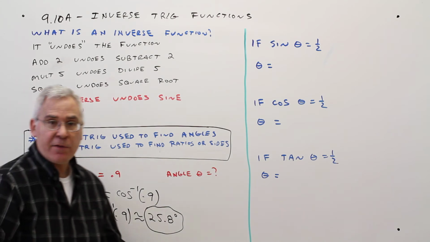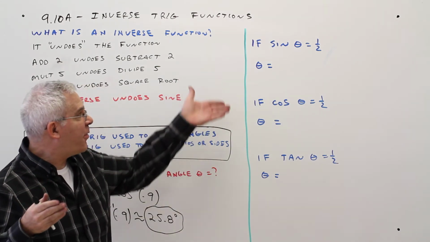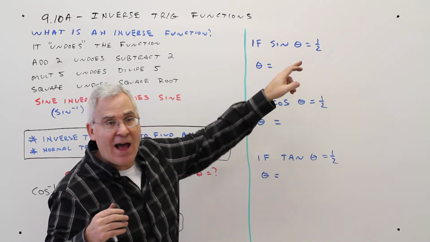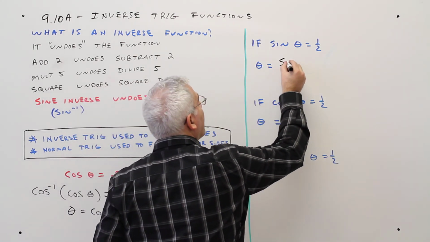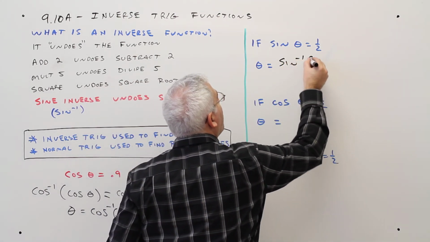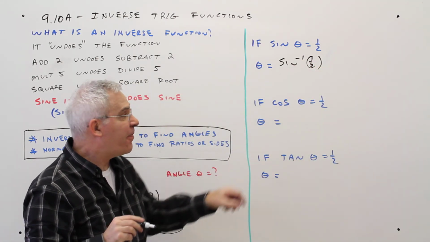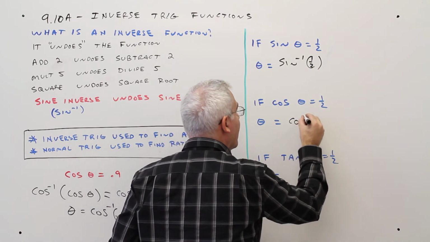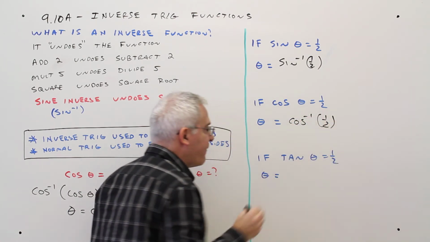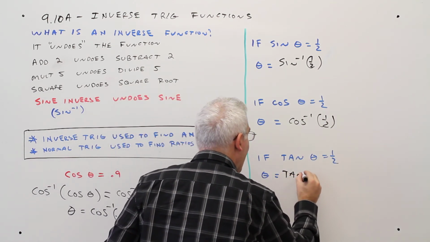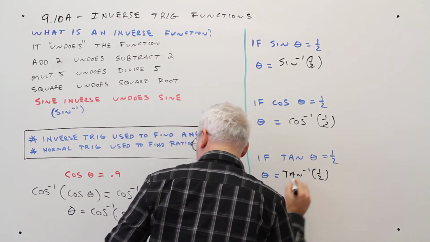Okay, so then just to reiterate with the 3 other functions, let's suppose sine of theta was 1/2, theta would be sine inverse of 1/2. I'll compute them all later. If cosine of theta is 1/2, theta would be cosine inverse of 1/2. If tangent of theta is 1/2, theta would be tangent inverse of 1/2.